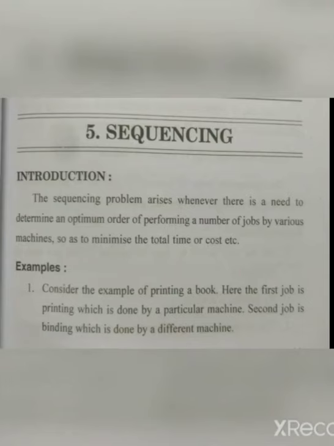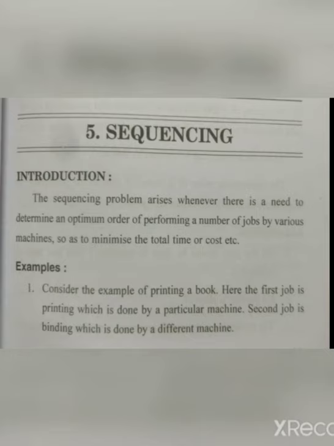So, for the introduction, the sequencing problem arises whenever there is a need to determine an optimum order of performing a number of jobs by various machines so as to minimize the total time or cost, etc. For example, if we are going to print a book, first we have to go for printing, the next we have to come with binding.